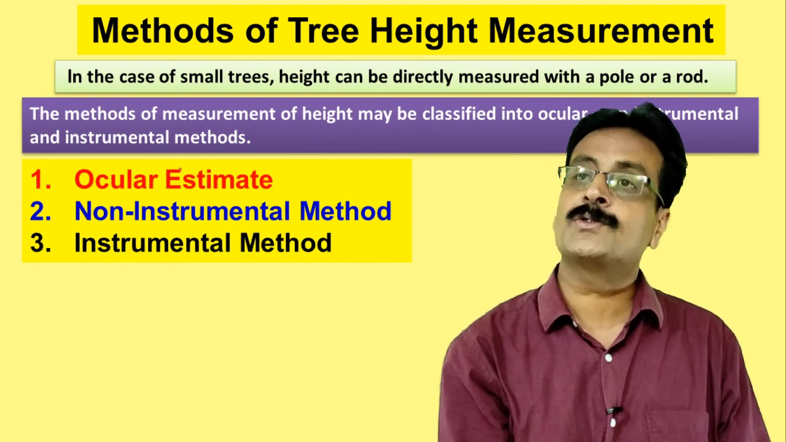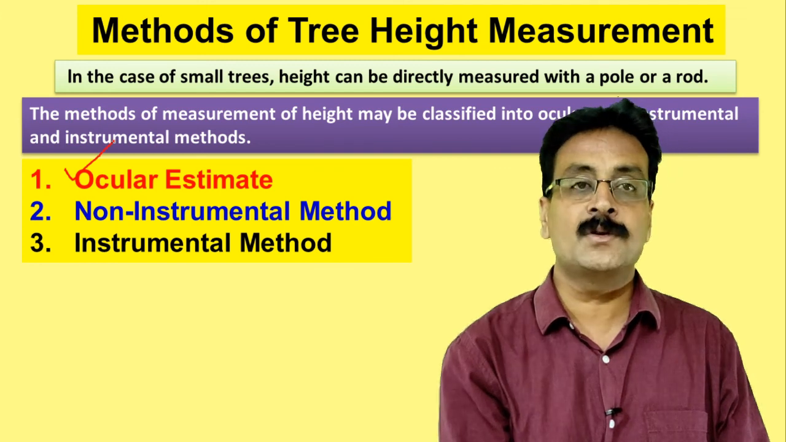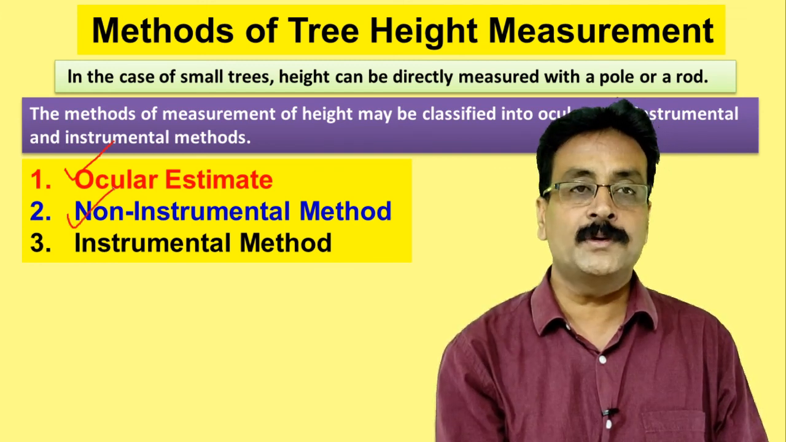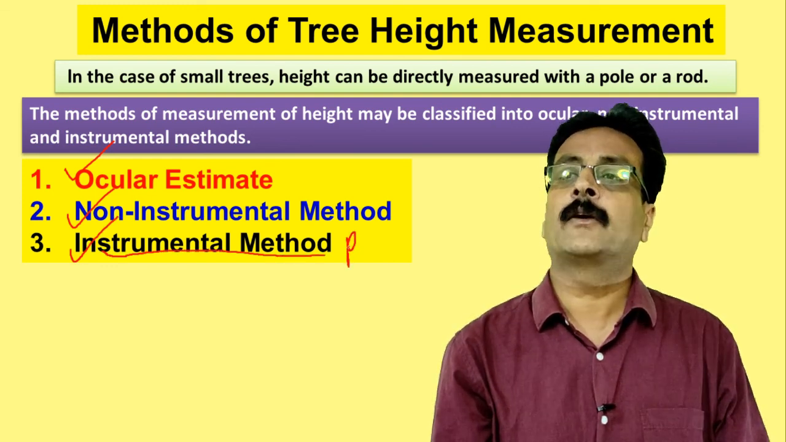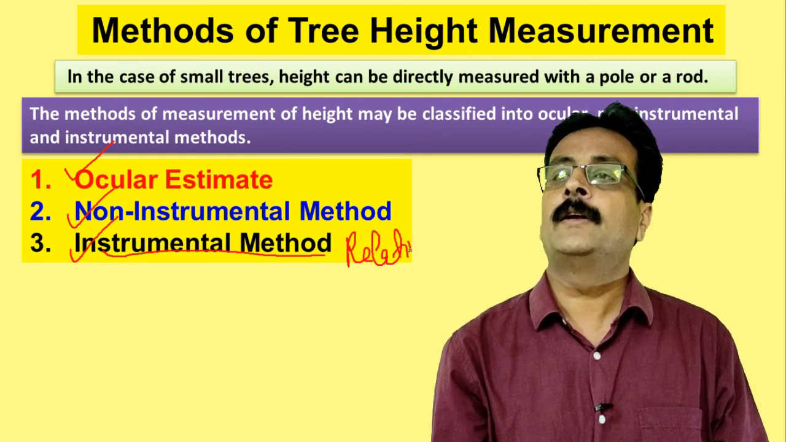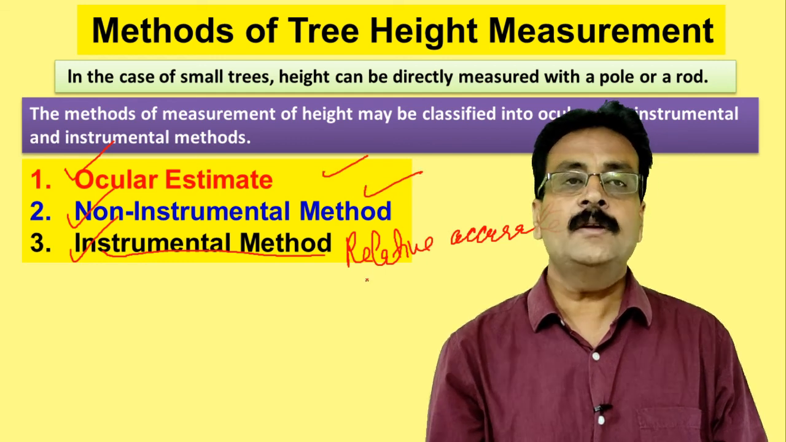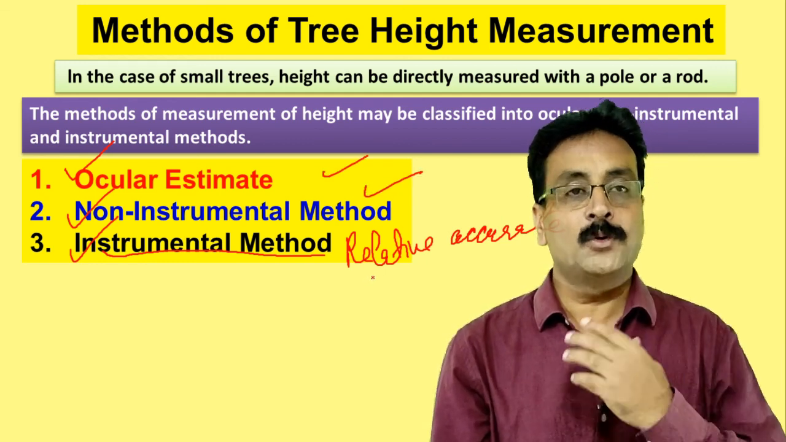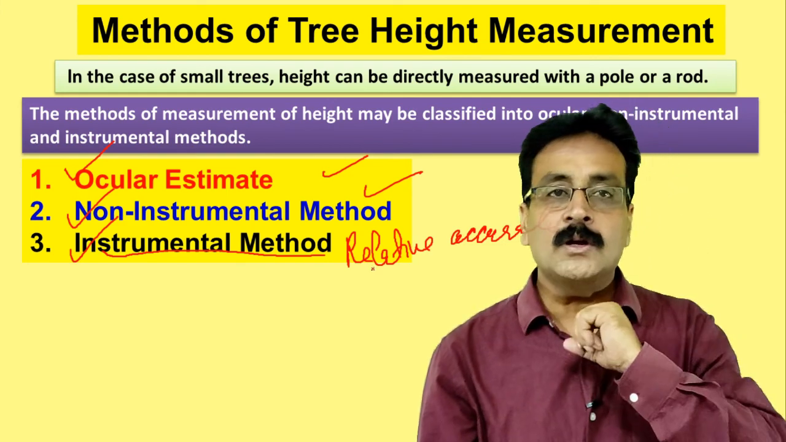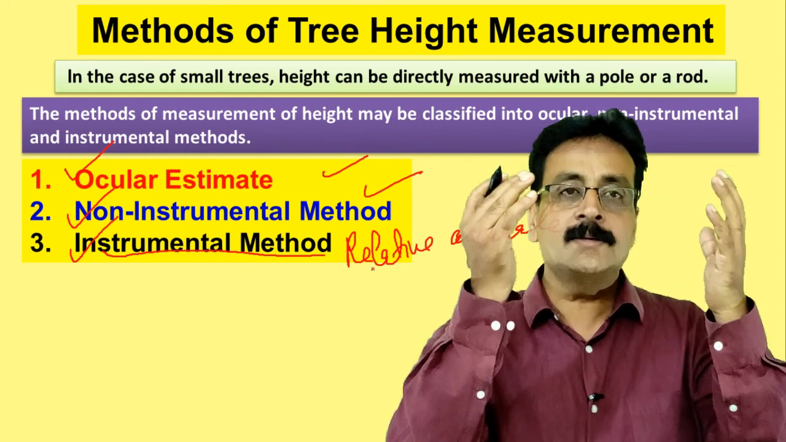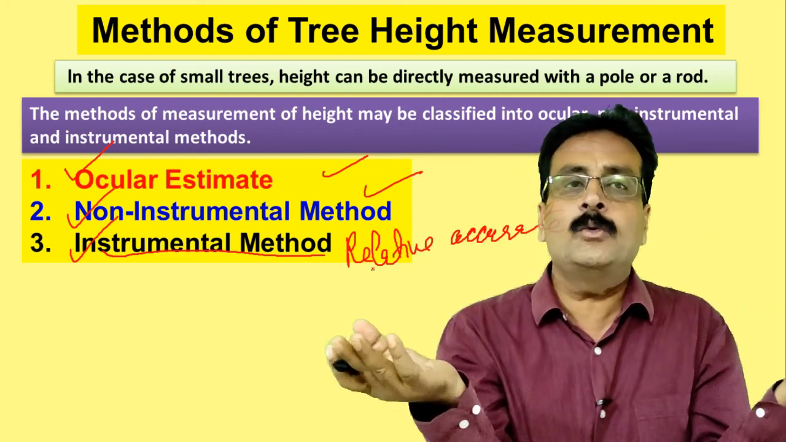In the coming video lectures, I'll be taking lectures on ocular estimation, then the non-instrumental method to measure the height, then the instrumental method to measure. The instrumental method will be relatively accurate. But these methods we generally don't use on a large scale, though sometimes we should know how to measure the height. Let's come to the first method, that is called ocular estimation. When I say ocular estimation, it is from our eyes, from our experience and our judging, how we measure the height of a tree when we don't have any instrument.